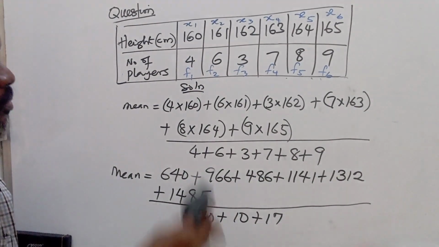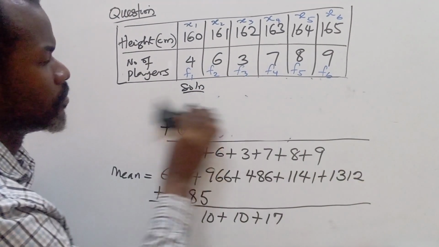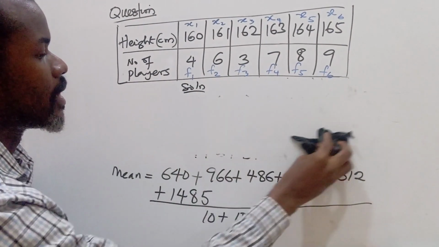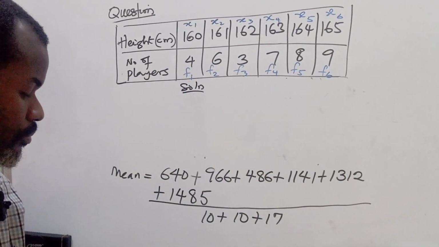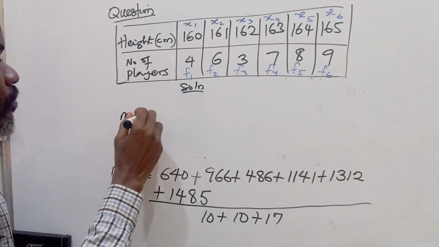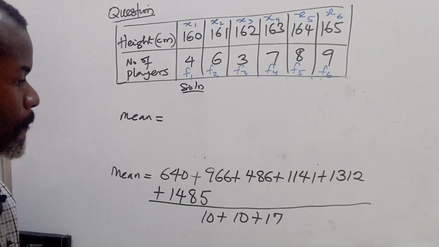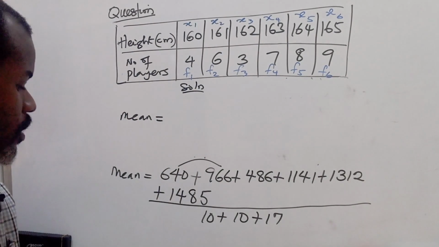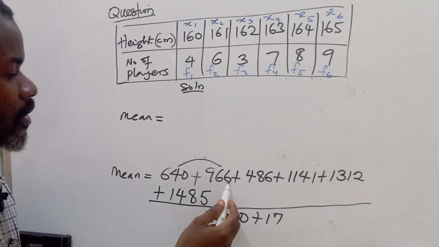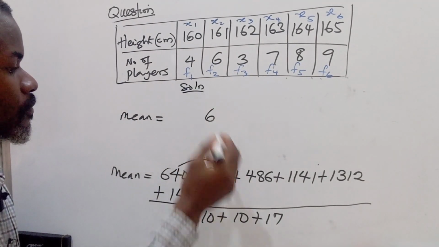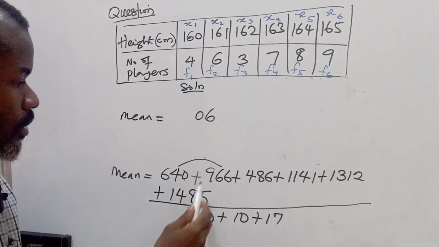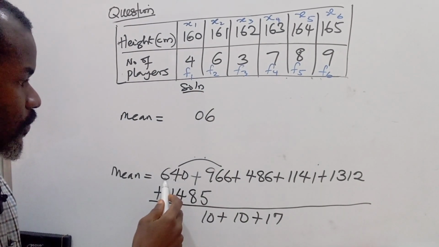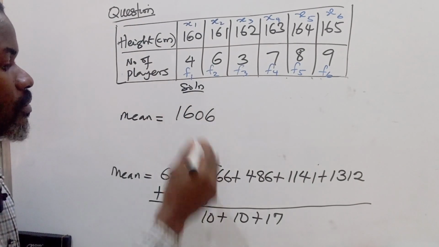Alright, so now from this we can simplify further. So my mean is going to be equals to, we can add these two. Let's see what we're going to get. 6 plus 0 is 6. 6 plus 4 is 10. So carry 1. So 9 plus 6 is 15 plus 1 is 16.